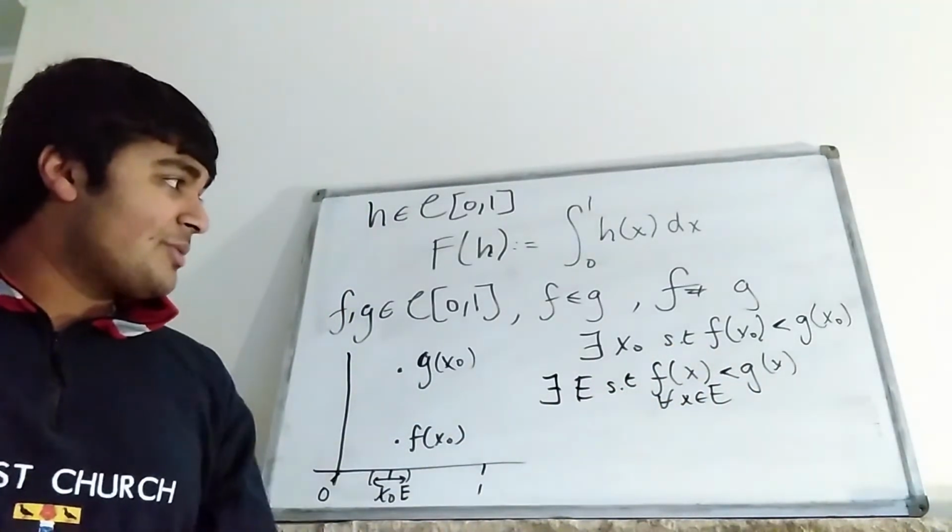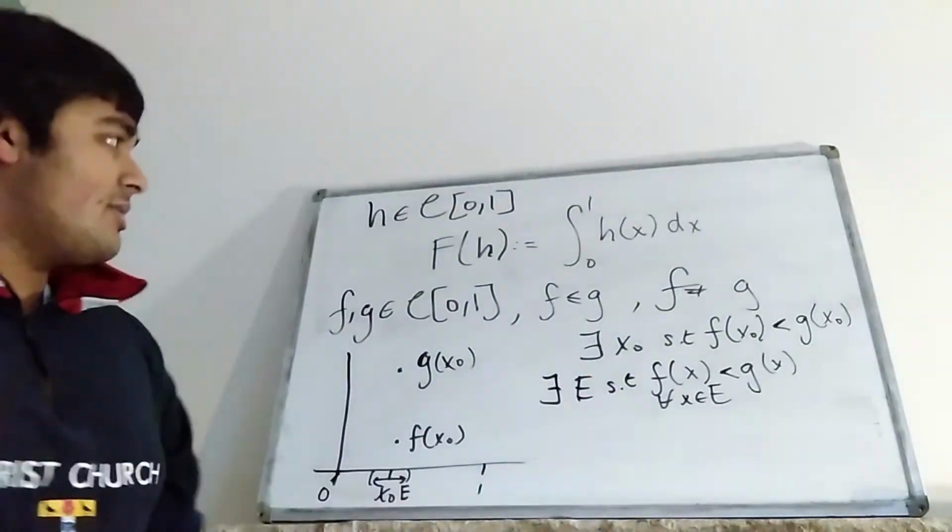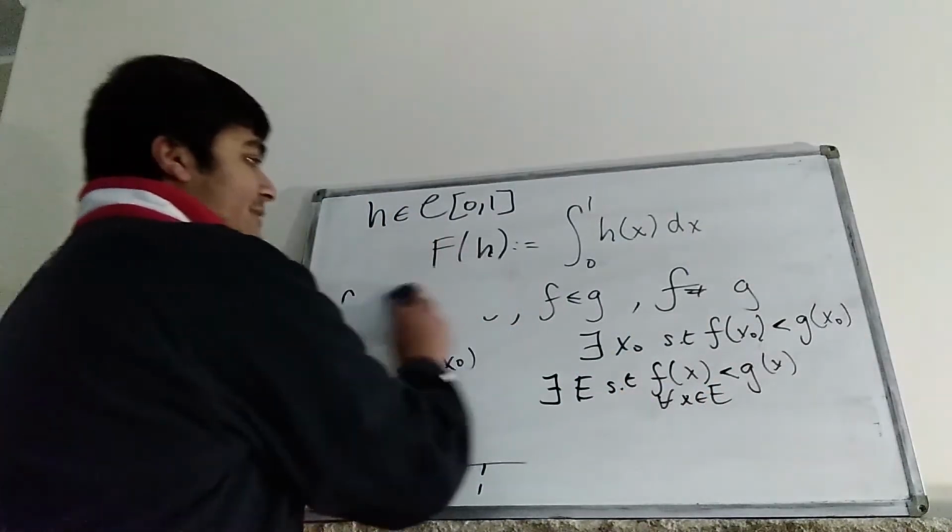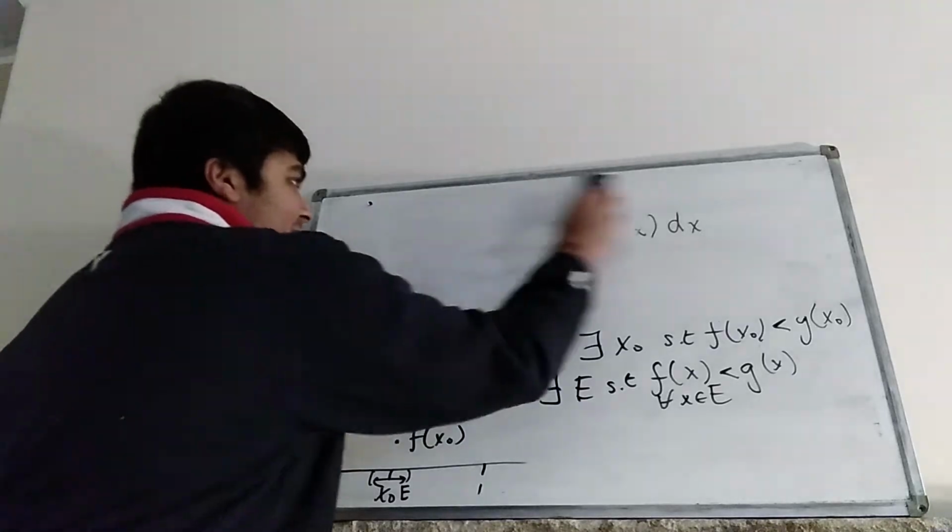And now the rest is somewhat trivial. Let's rub out what we have at the top and prove that capital F of f is less than capital F of g.